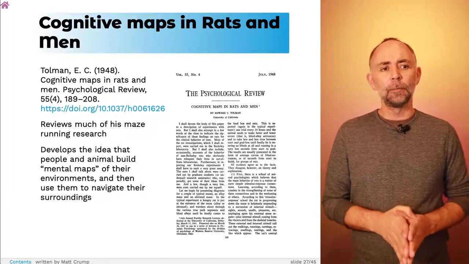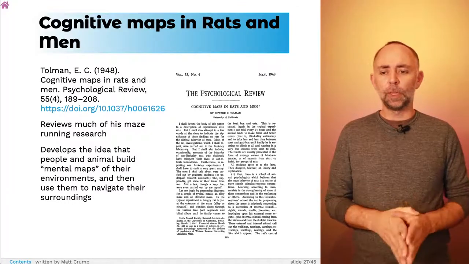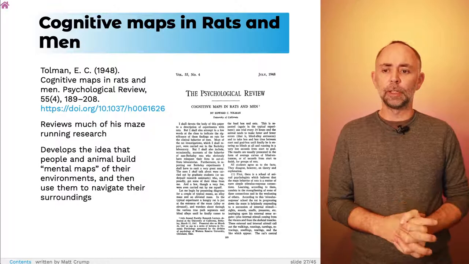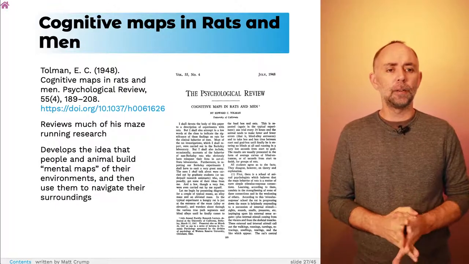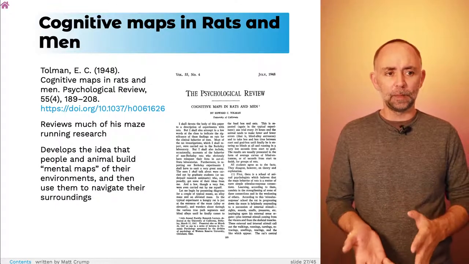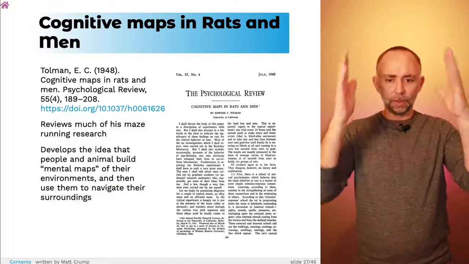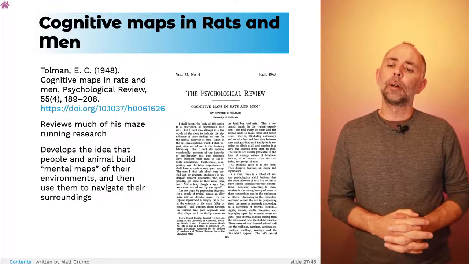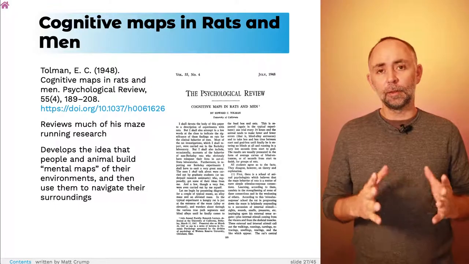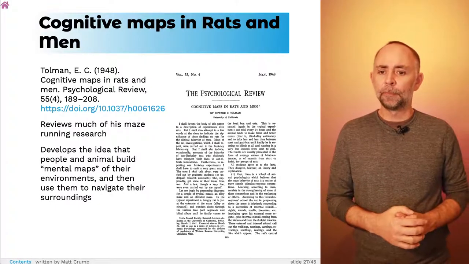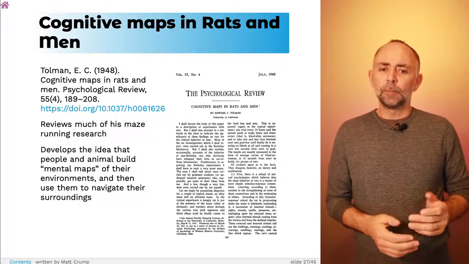Here we have a paper from 1948. It's a well-known classic now. It's published in Psych Review. It's called Cognitive Maps in Rats and Men. It's by Tolman. It's a very long review of a lot of his prior maze running research. And this marks a turning point.